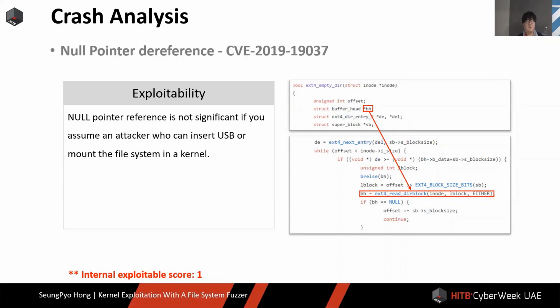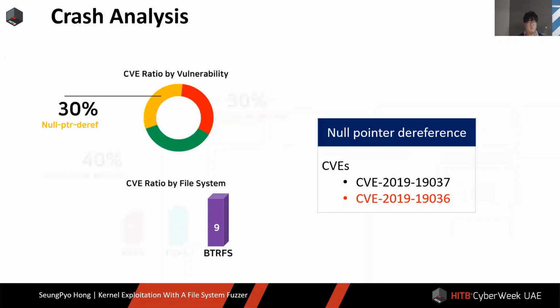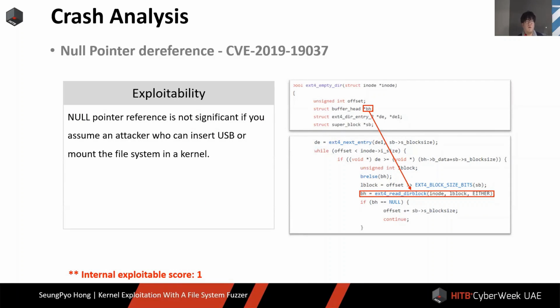For the exploit of the null pointer reference, you need to assign memory to low addresses. However, the zero address protection protects the null region. So, if you use the null pointer reference vulnerability, you can only cause a kernel panic. It is not much different from turning off your PC. So we gave 1 point for the vulnerability.